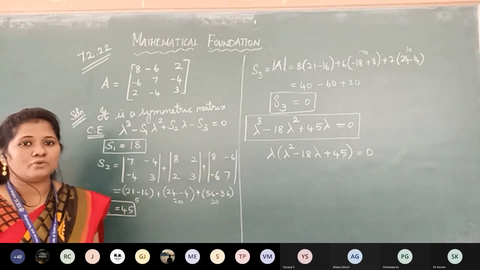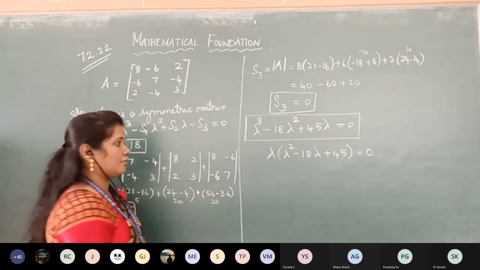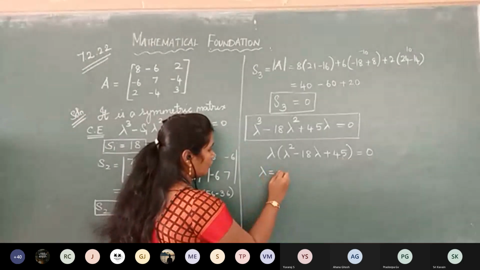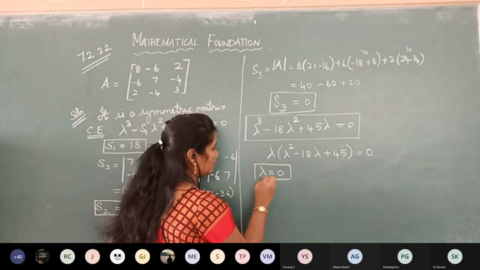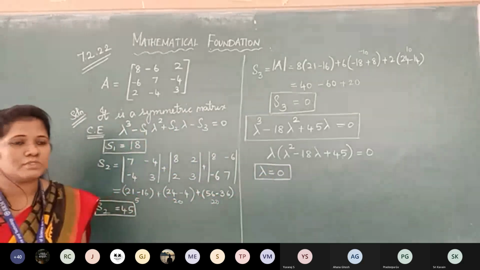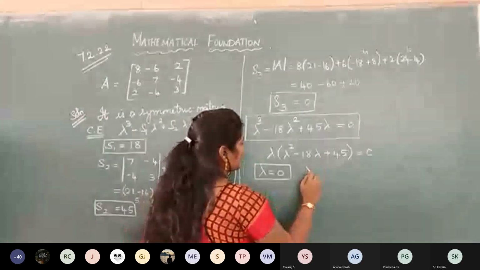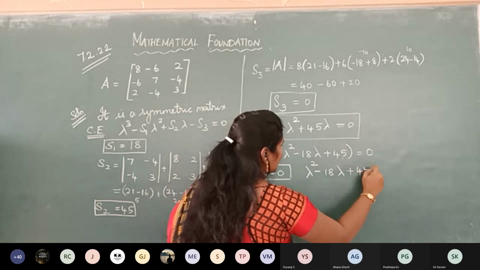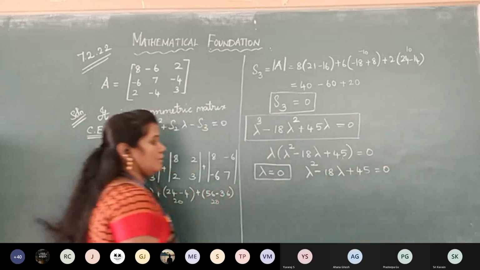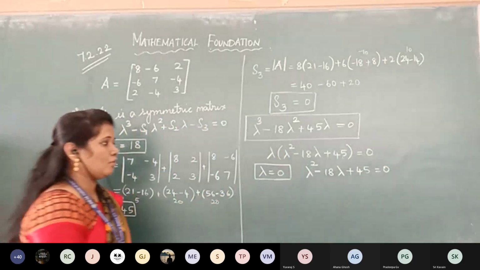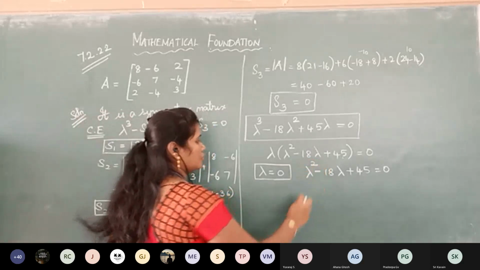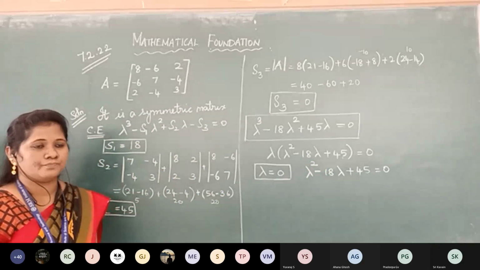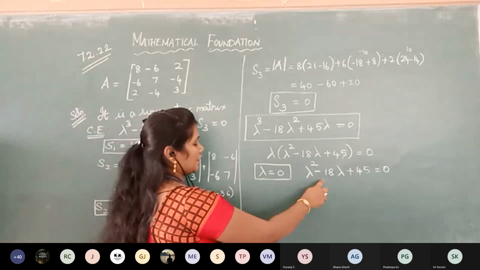I've taken lambda outside to find out your eigenvalues. Now, since I've taken one lambda outside, one of the eigenvalues or one of the roots is lambda equal to 0. And the next equation is lambda square minus 18 lambda plus 45 equal to 0. From here you can get two roots. You solve this equation and get your roots.